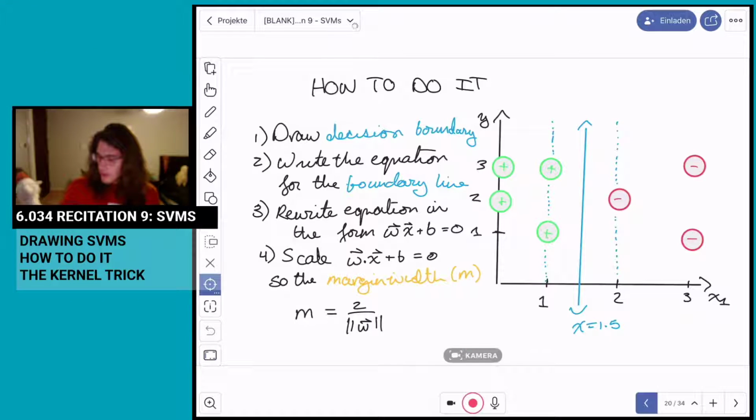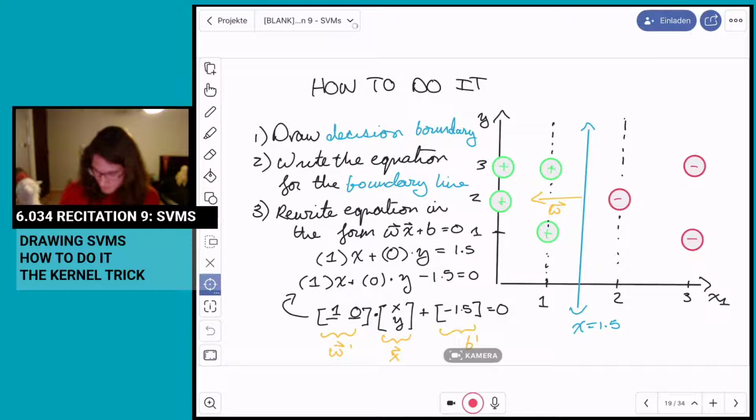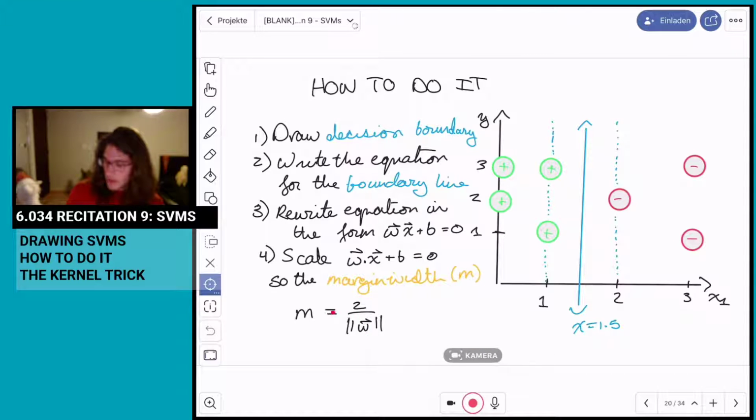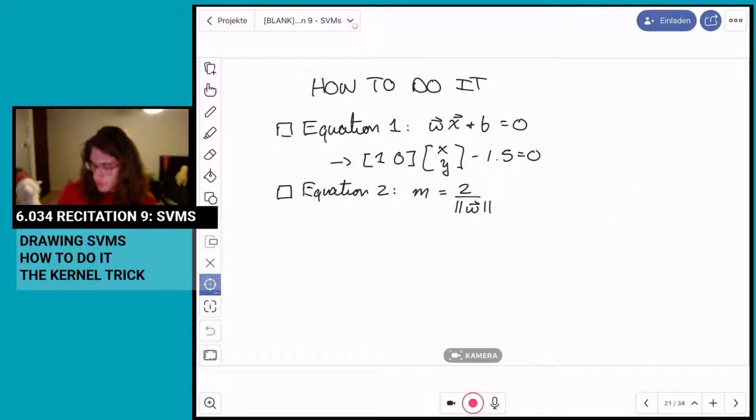And if we quickly glance at the W vector prime and we take the magnitude of it, the magnitude is 1, which would mean that this m is equal to 2. And in reality, we have a margin width of 1. And I'll evaluate this more clearly in this next example.